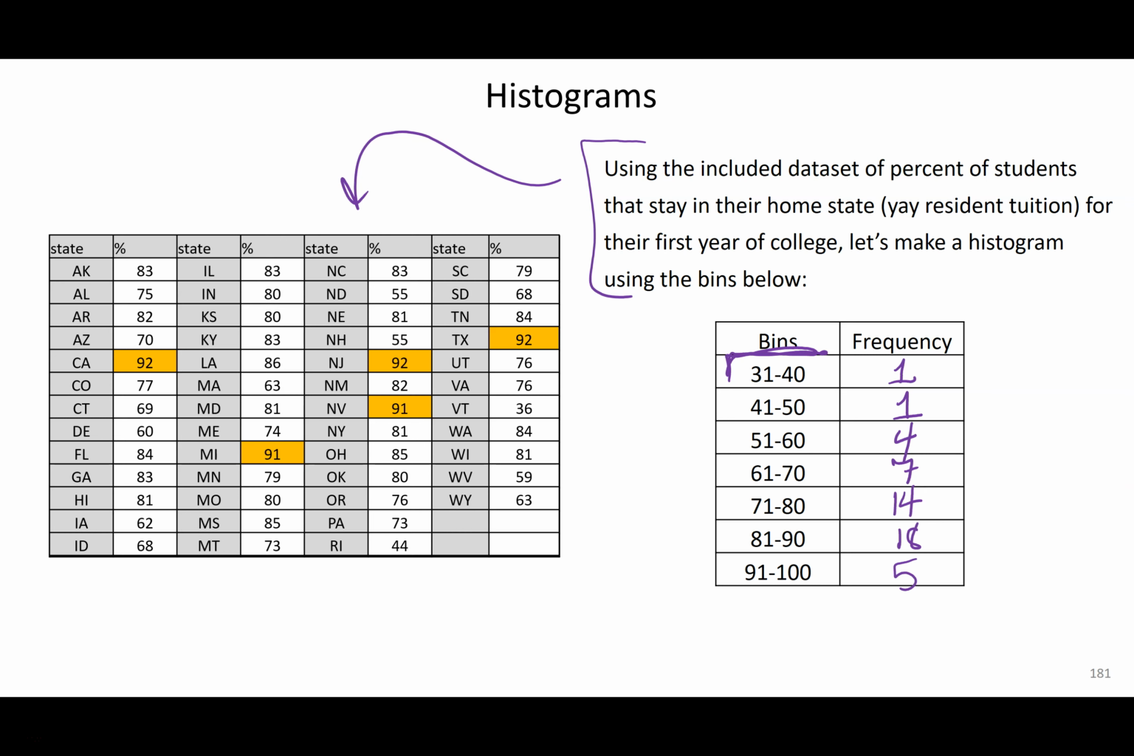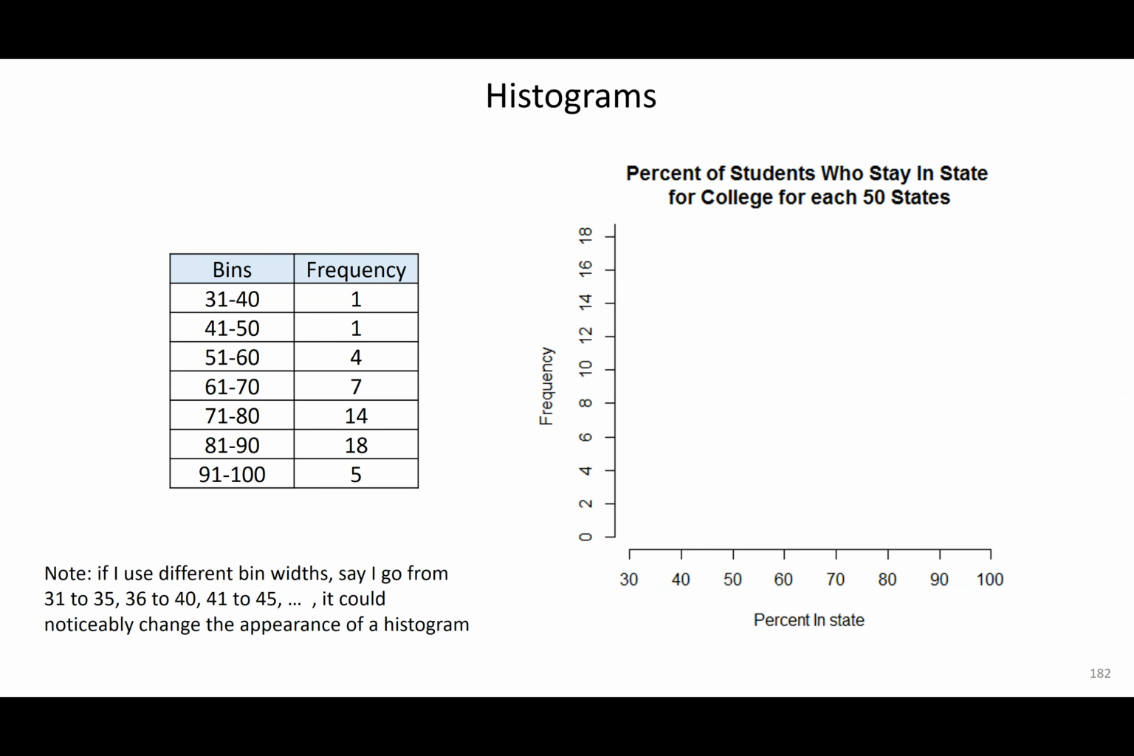So things to note, there are 50 states in here. If I added all these frequencies together, I should get 50. If I don't get 50, something went wrong. It's definitely a good indication that something got added incorrectly somewhere. So once I have that frequency table filled out, I could go ahead and fill it in here.